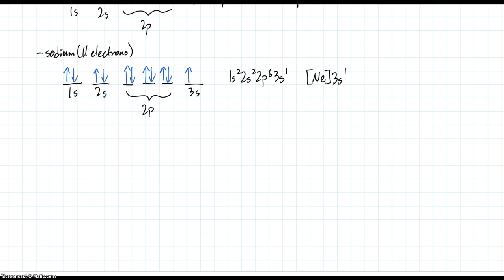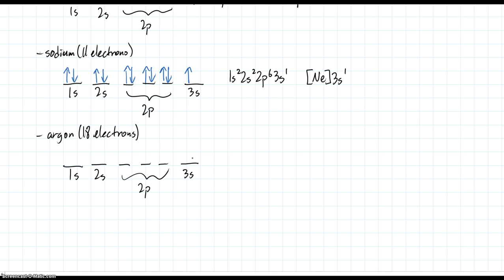Skipping ahead a little bit, the next noble gas is argon, which has 18 electrons. If we look at the orbital diagram we drew for sodium, we can see we're going to have to go past the 3s level because we only have one more spot for an electron in 3s, but we have 7 more electrons we need to fit in.